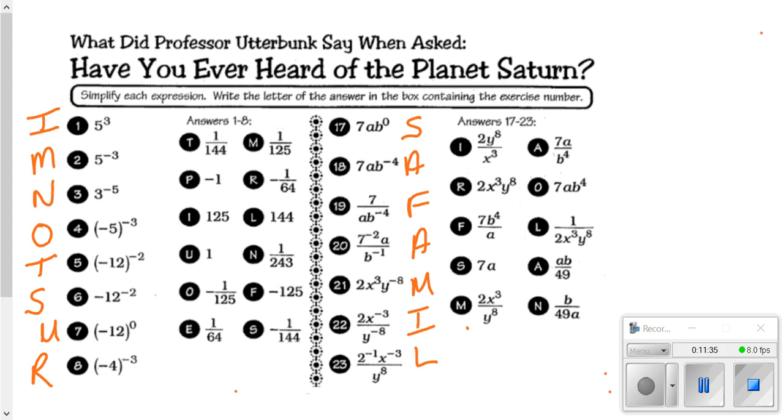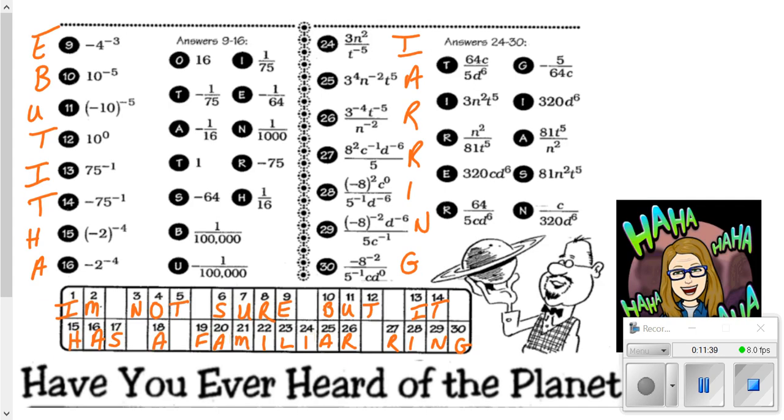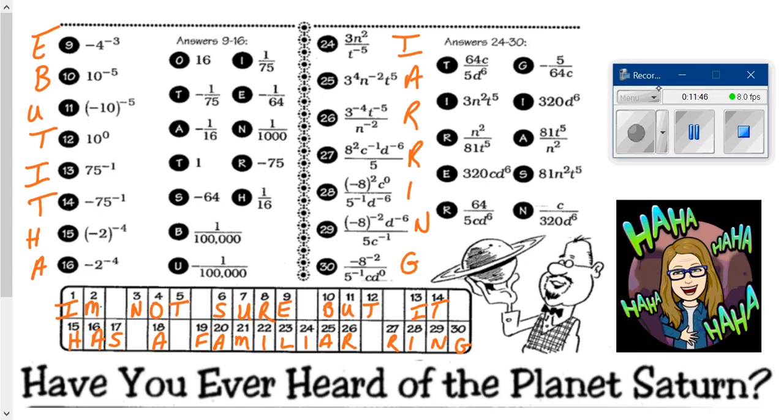Have you ever heard of the planet Saturn? I'm not sure, but it has a familiar ring. Oh my gosh, that is a real knee slapper.